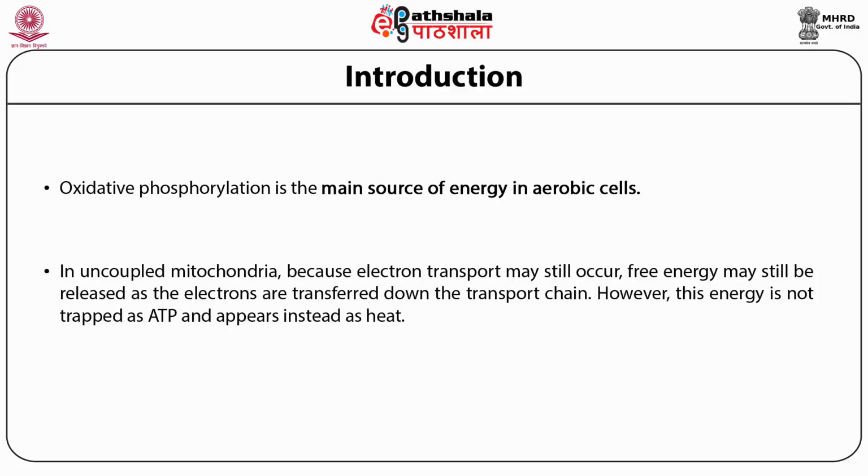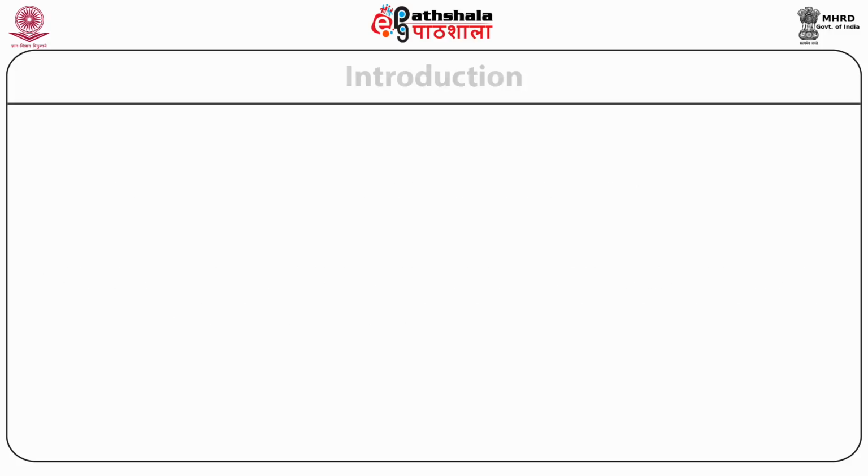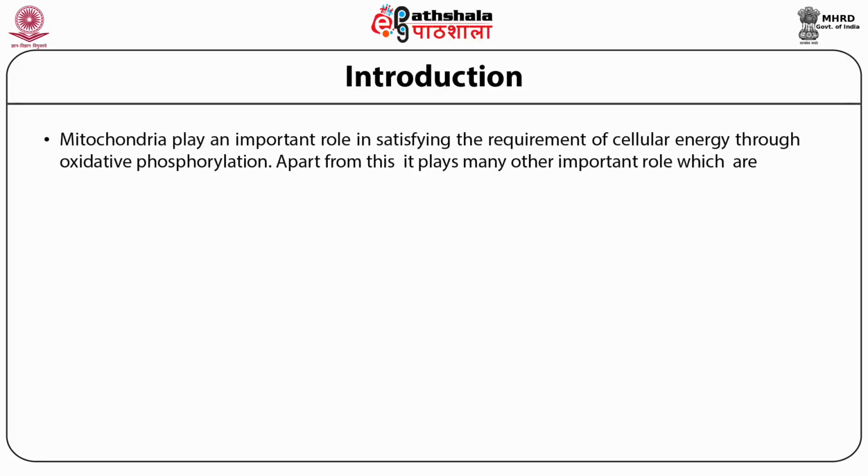So, in such cases, we lose the energy in the form of heat. Mitochondria play an important role in satisfying the requirement of cellular energy through oxidative phosphorylation. Apart from this, it plays many other important roles. It acts as a buffer. It buffers the cytoplasmic calcium.